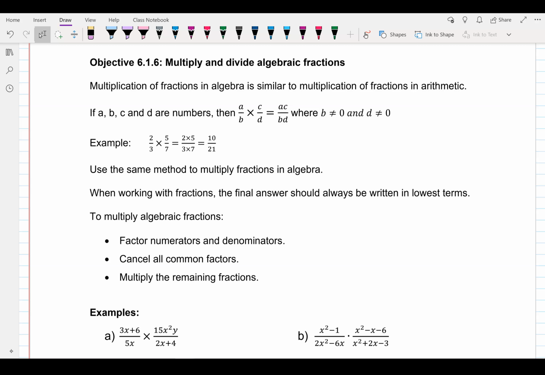It's talking about multiplying and dividing fractions, but really it's very, very similar to what we just did. There's a tiny little bit extra that you need to understand. So let me just set it up. Multiplication of fractions in algebra is similar to multiplication of fractions in arithmetic.